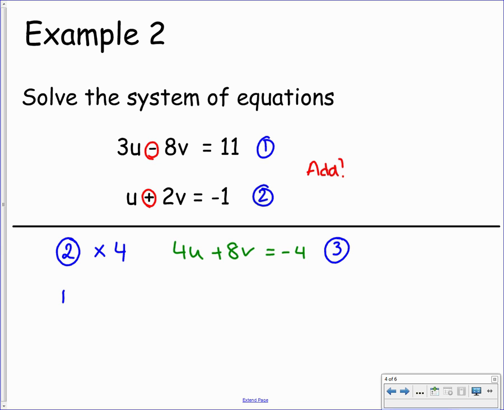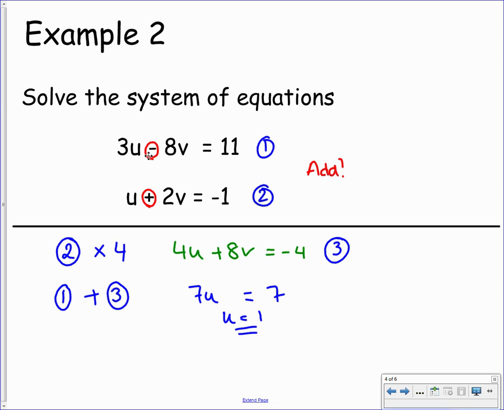So if we add equation 1 and 3 this time, we're not interested in 2 anymore, we're going to be left with 7u, then the -8v plus 8v gives us 0, that disappears, and then we've got 11 plus -4, which leaves us with 7. So 7u equals 7, which tells us that u must equal 1.